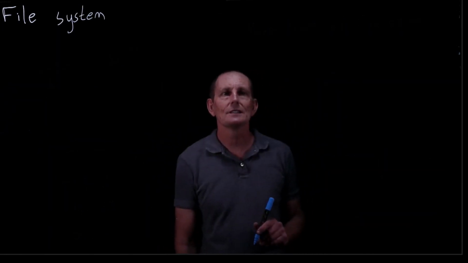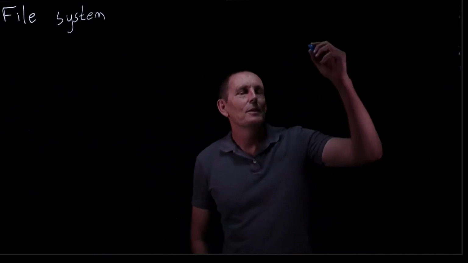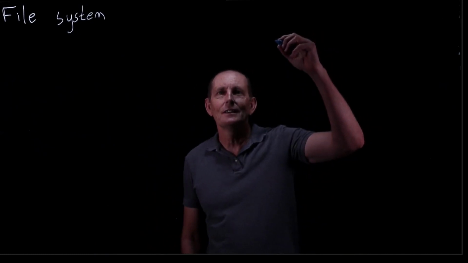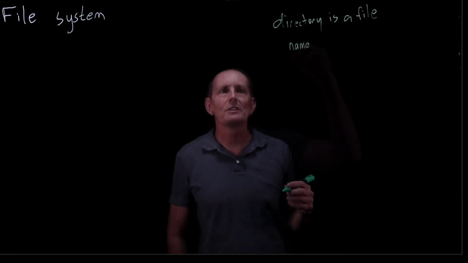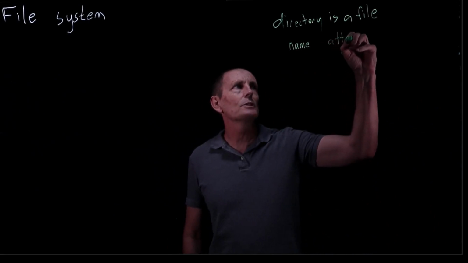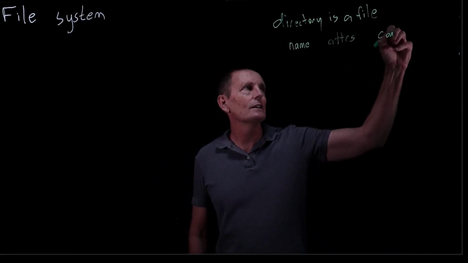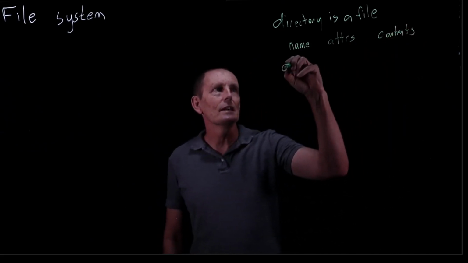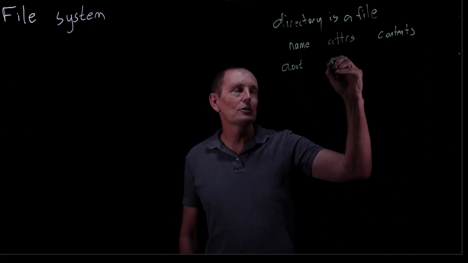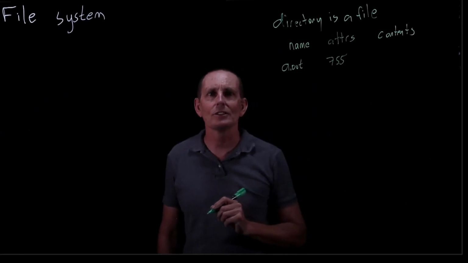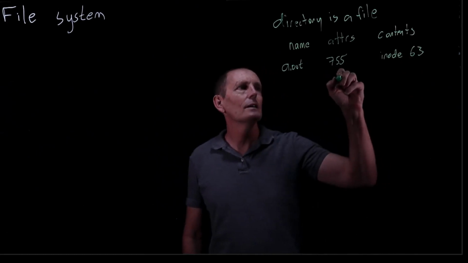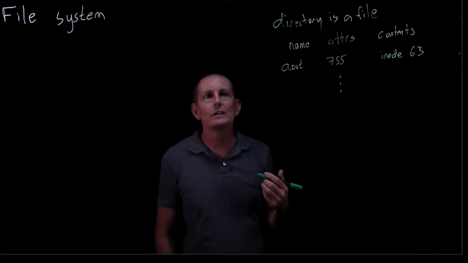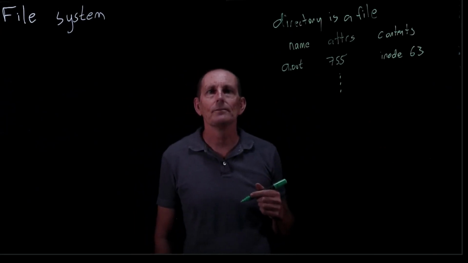Let's look now at how Unix implements directories. The basic idea of a directory is, a directory is a file. So we have a bunch of rows where we've got the name, we've got the attributes, and then we've got the contents. So a name might be, let's say, a.out. An attribute might be 755, for readable, writable, executable. And then the contents might be inode 63. And we can have several of those, one for every file in that directory.